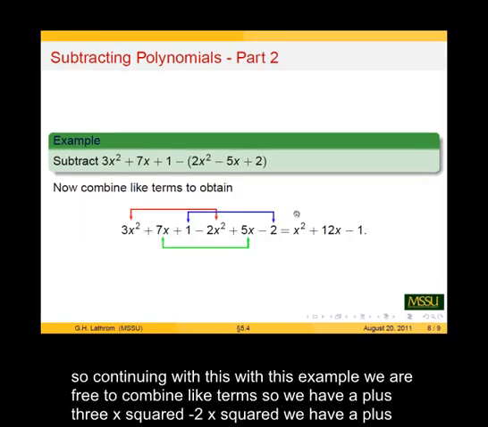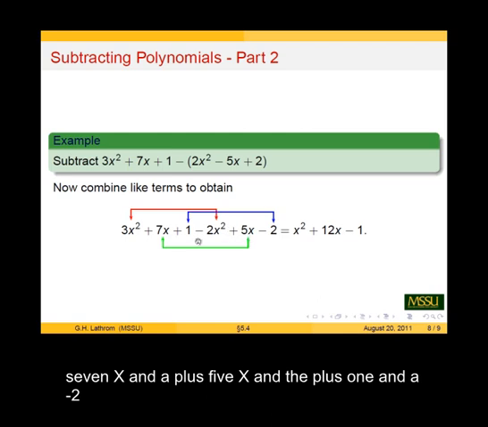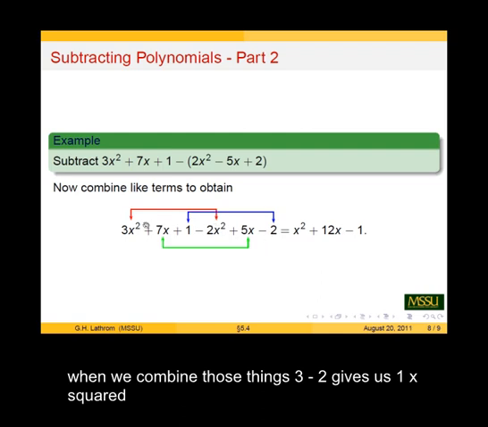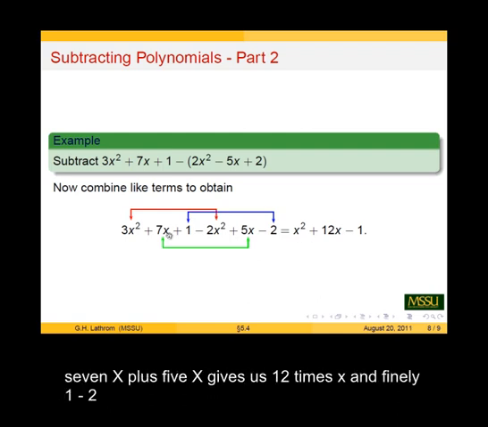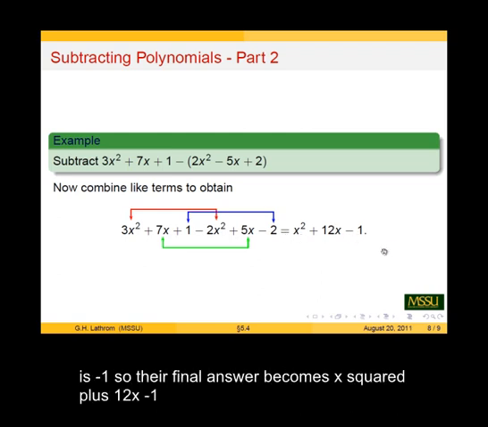Continuing with this example, now we are free to combine like terms. We have a plus 3x squared minus a 2x squared. We have a plus 7x and a plus 5x. We have a plus 1 and a negative 2. So when we combine those things, 3 minus 2 gives us 1 times x squared. 7x plus 5x gives us 7 plus 5 is 12 times x. And then finally, 1 minus 2 gives us minus 1. So our final answer becomes x squared plus 12x minus 1.